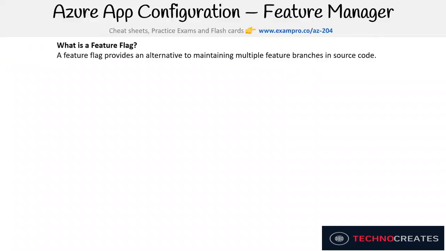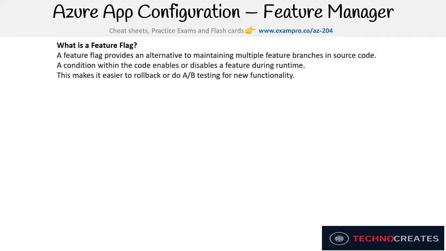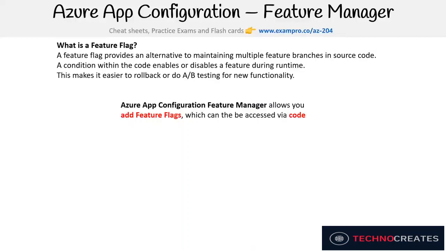A feature flag provides an alternative to maintaining multiple feature branches in source code. A condition within the code enables or disables a feature during runtime, and this makes it easier to roll back or do A/B testing for new functionality. So Azure App Configuration Feature Manager allows you to add feature flags, which can then be accessed via code.